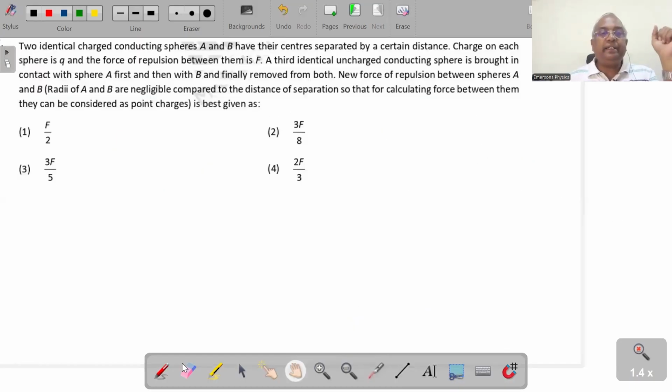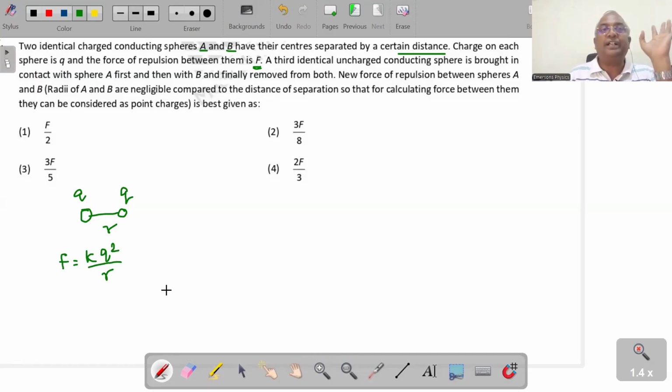Two identical charged conducting spheres A and B having their centers separated at a distance. Okay. ரெண்டு சார்ஜ் ஐடென்டிக்கல். இதுவும் Q, இதுவும் Q. Separated distance, let us take it as R. Charge on each sphere is Q. Okay. And the force of repulsion between these is F. What is the force between them? F is equal to KQ into Q, that is KQ squared by R squared, is the force between them. அப்போ F கான equation இது.